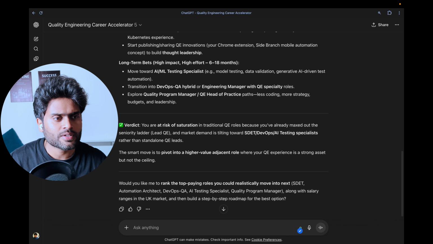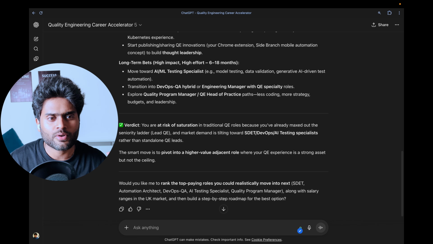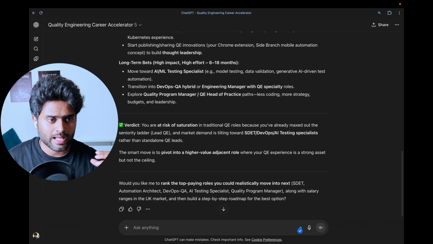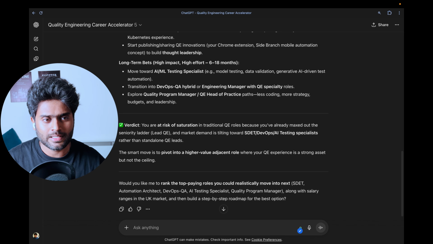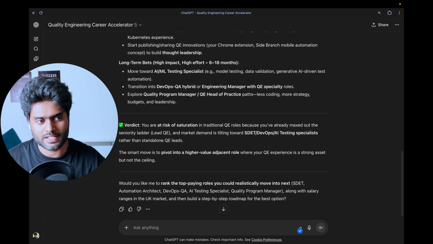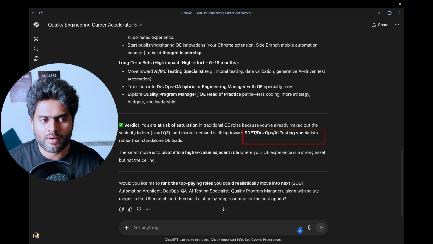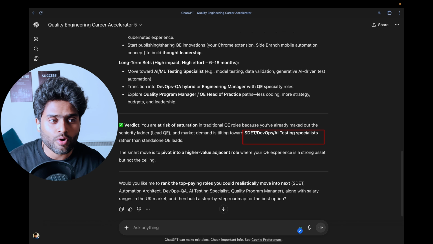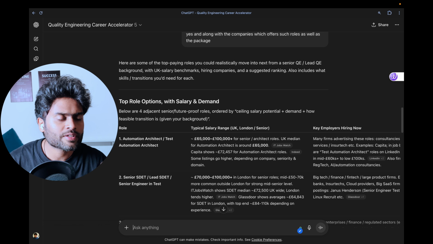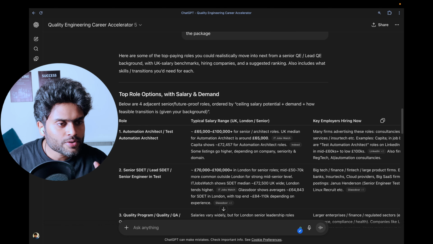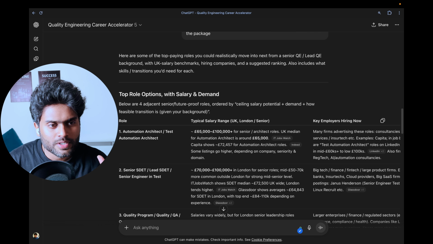The verdict is you're at risk of saturation in traditional QE roles because you've already maxed out the ladder, and market demand is tilting toward DevOps and AI testing specialists. So these are the market demands. It gives you a clue of where to head next. So below are 4 adjacent senior future-proof roles. The first role is automation architect, test automation architect. It also gives me the salary, and here I'm not sharing mine.